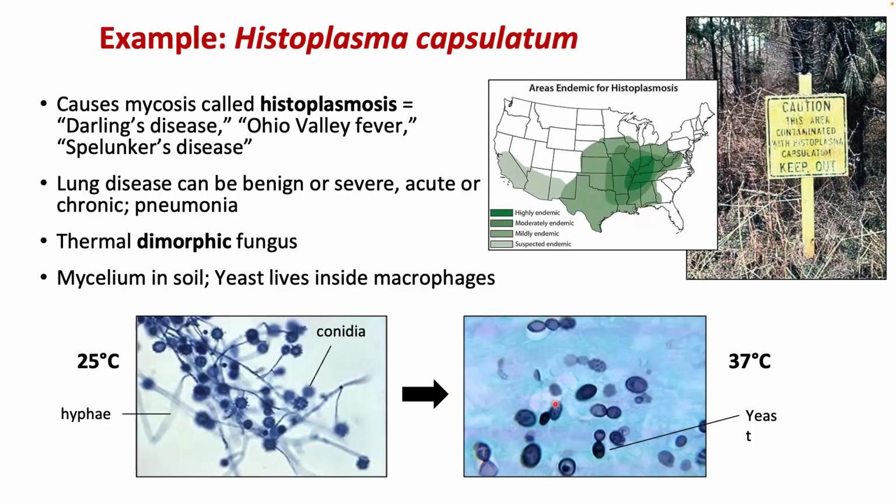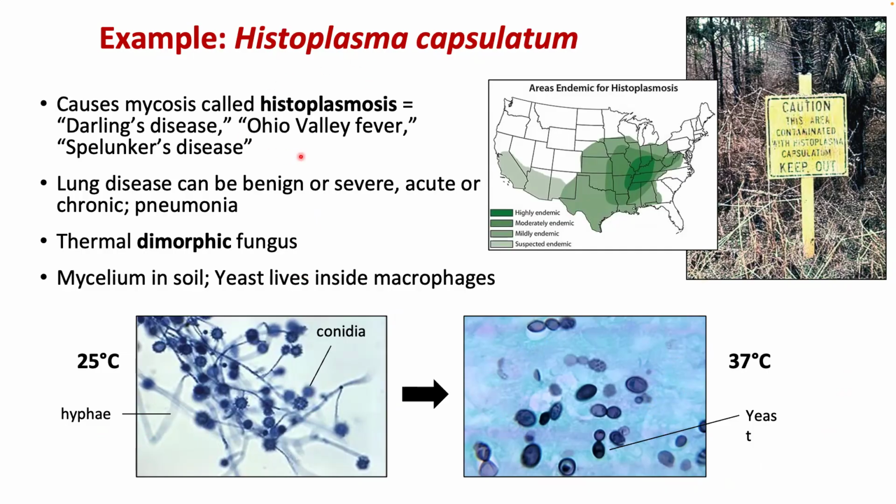So now let's look at some examples of fungi, the diseases they cause, and also how they change. The picture you see over here is Histoplasma capsulatum. This is a dimorphic fungus. Focusing on this image alone, you can see that at 25 degrees, it forms the hyphae phenotype, basically like filaments. And when it's cultured at 37 degrees, it changes back to the fluffy, yeast form.